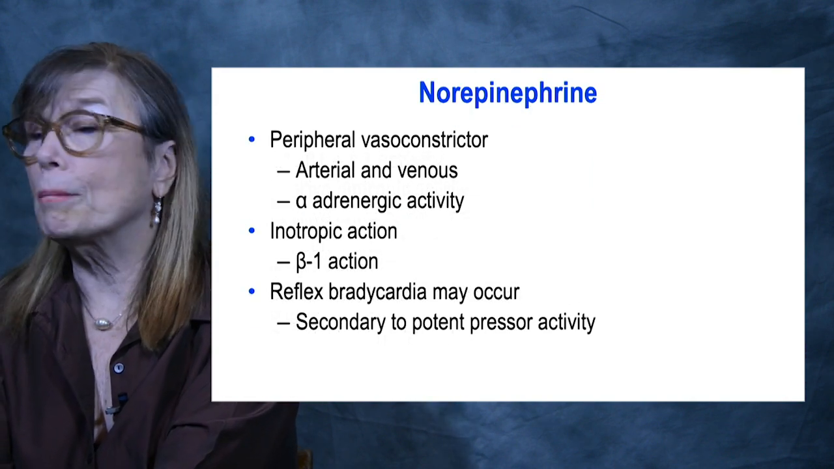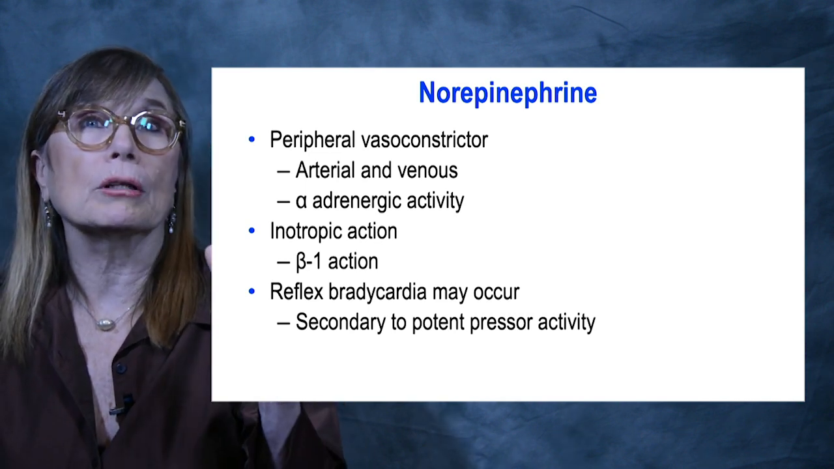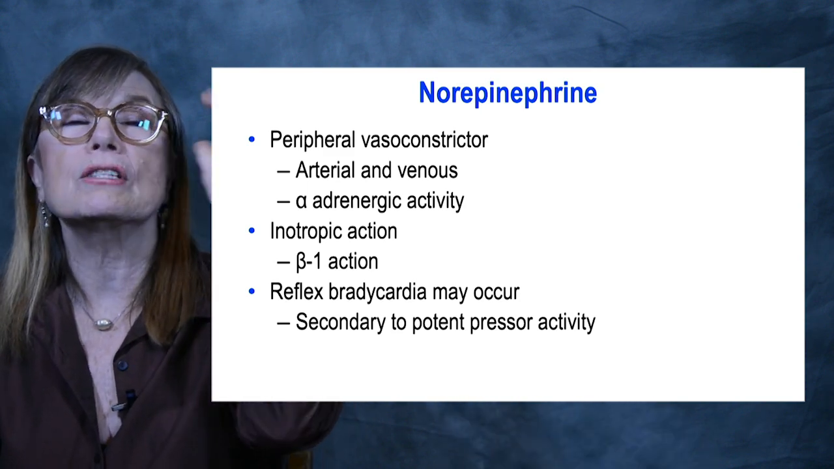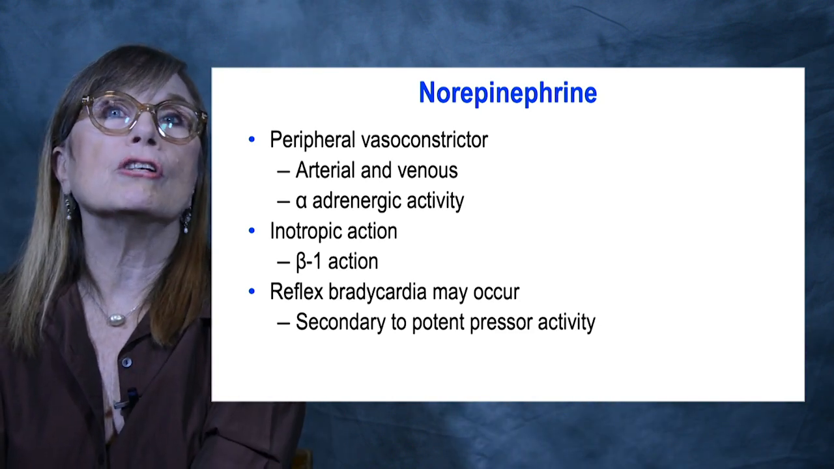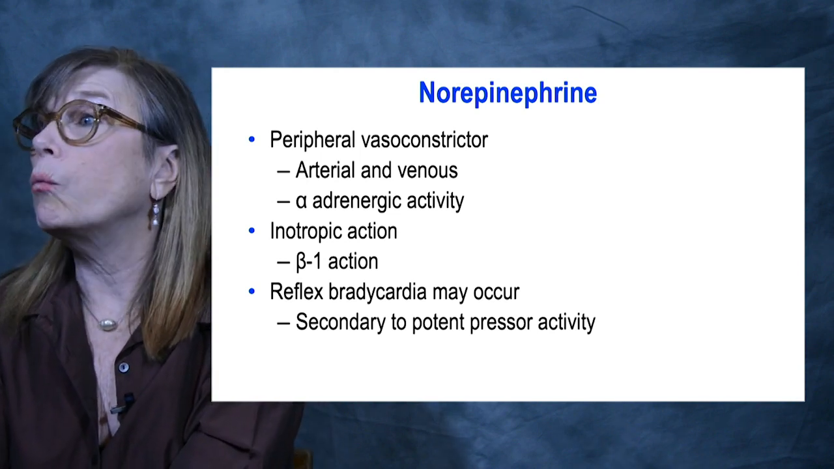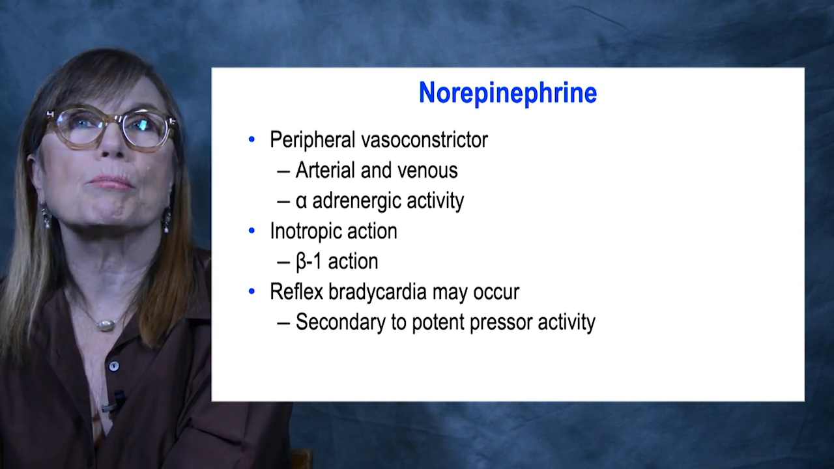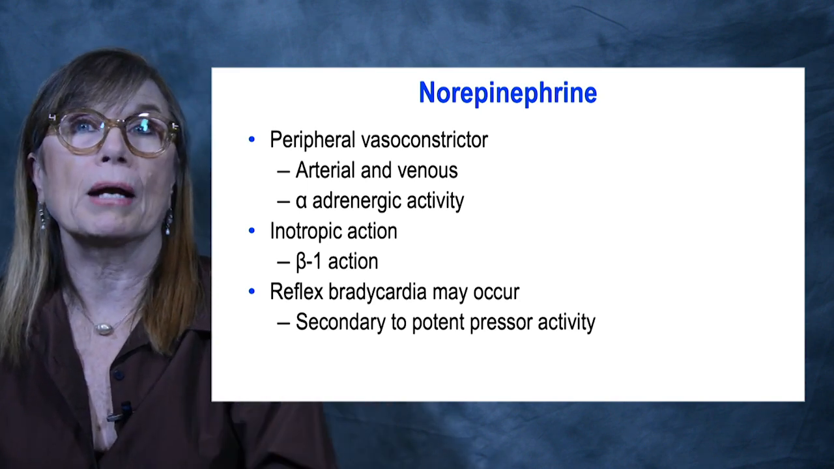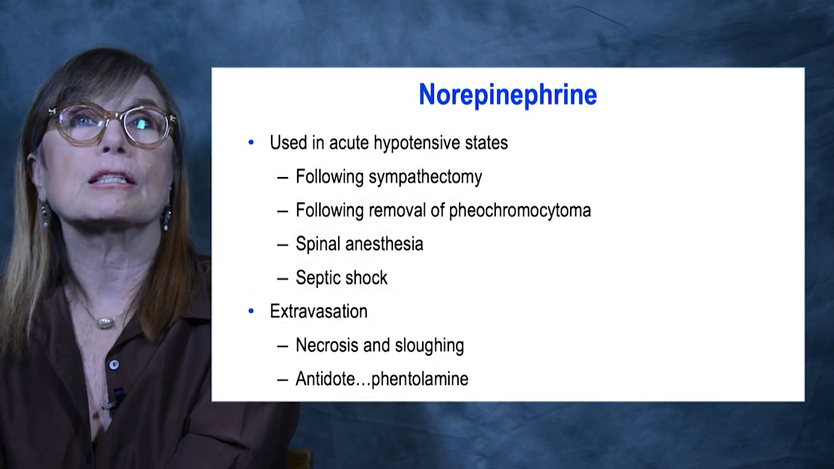Norepinephrine, as we know, is a peripheral vasoconstrictor, constricts both artery and vein primarily through alpha-adrenergic activity. Remember, alpha-adrenergic, arteries and veins, vasoconstriction. At higher doses of norepinephrine, you will also induce some inotropic effect with enhanced contractility. And what is really important is that you may actually see some reflex bradycardia as you titrate upwards with your norepinephrine. So always be aware of the effect on the heart rate and the possibility of reflex bradycardia.